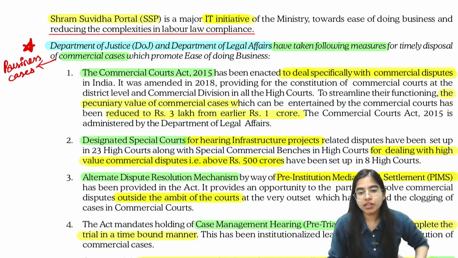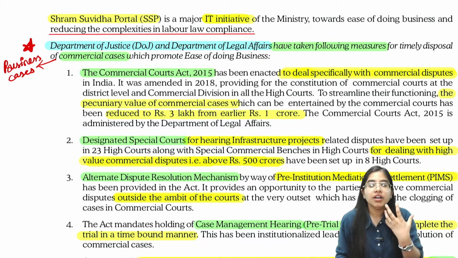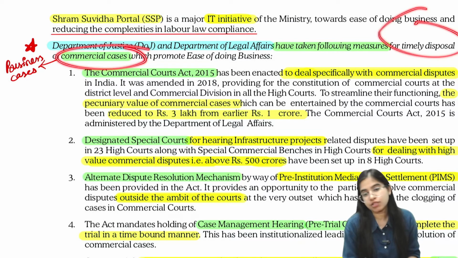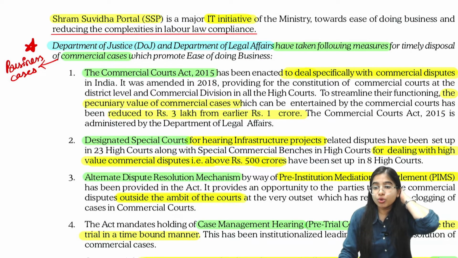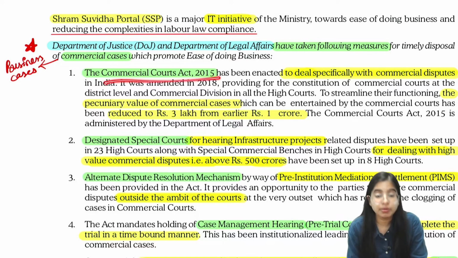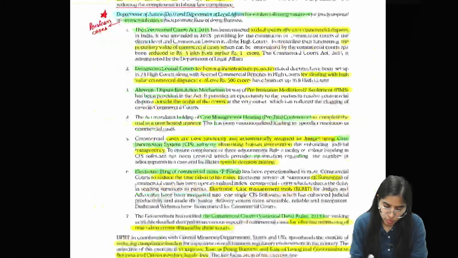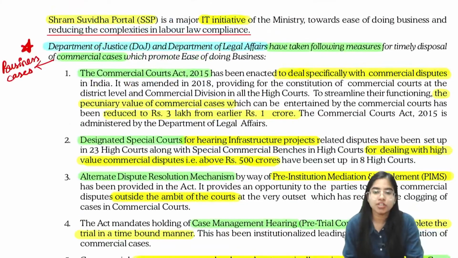Similarly, the Department of Justice and Department of Legal Affairs have taken an initiative for the timely disposal of commercial cases, and for that they have made separate special courts to deal with commercial cases, to deal with commercial disputes, right? So first, they have made a separate act for this. So what all initiatives have they taken? Seven initiatives. Who? The Department of Justice and Department of Legal Affairs, they have taken seven initiatives.